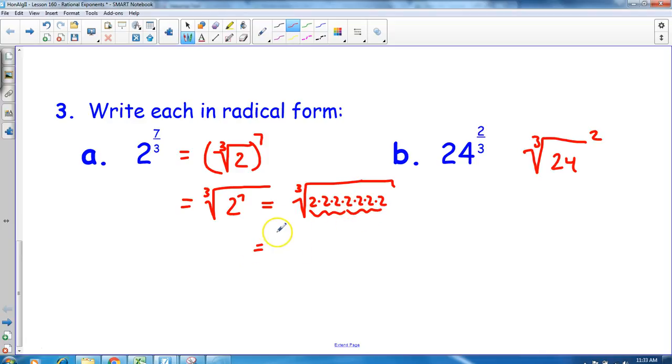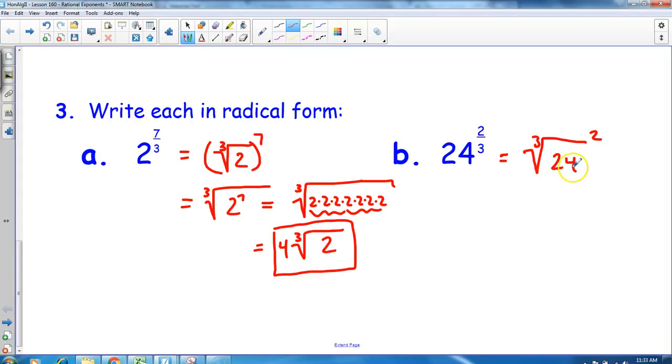So when I go to simplify this fully and write my answer, I end up with 2 times 2, or 2 2's, so that's 4 on the outside, times the cube root of, I've got 1 left over right here, cube root of 2. So that is a simplified version of this in radical form. Let's do the same thing over here. We want to make sure that we simplify this as far as we can possibly go.